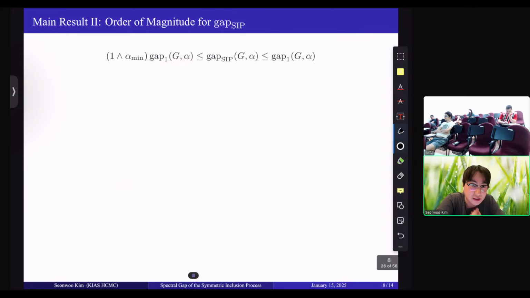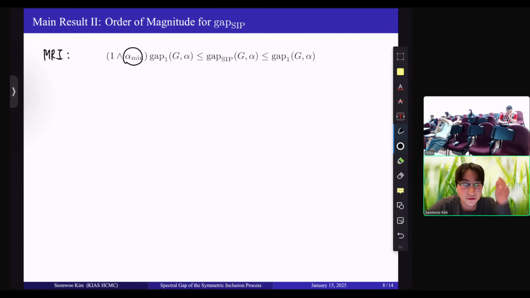Okay, now we'll go to the second one, which is dealing with the order of magnitude for the gap of SIP. So remember this was the first main result. This is the two-sided inequality. And if alpha min was bigger than or equal to 1, we are done. But generally, naturally, you can also think about the case where alpha min is smaller than 1. In that case, this part remains here, and such that these inequalities are not sharp.